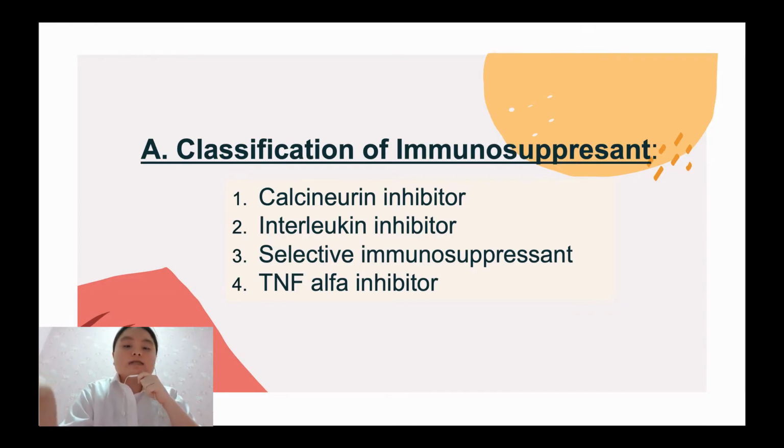The third class is the selective immunosuppressant. It has a selective point of action, and it is often used in cases such as immune diseases, or when you want to transplant an organ. And the fourth one is the TNF alpha inhibitor. It is often used to suppress the body's natural immune response to TNF.